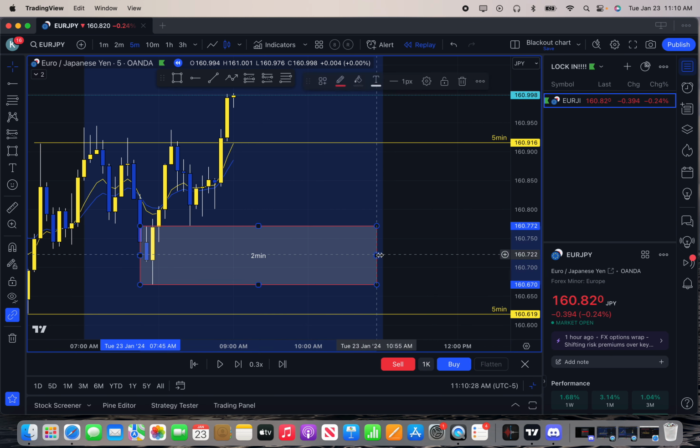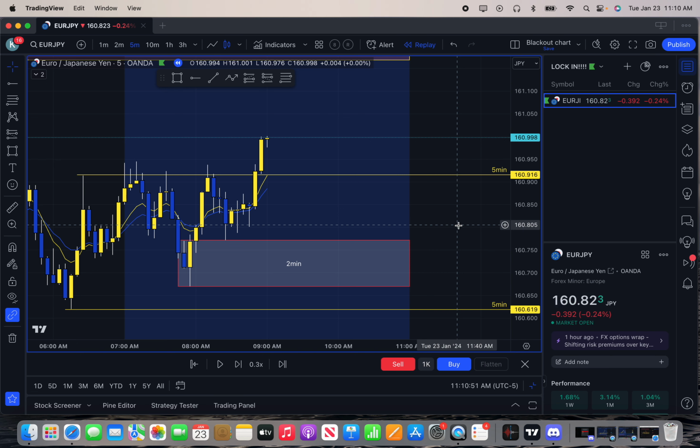Just because we're now on the 5 minute doesn't mean that that open zone can't come back and be a zone of importance. So we see we got a break here and a push here. So now we know that the 5 minute also has a high probability zone. So we have a 5 minute with a 2 minute zone within it. So we're going to leave it.